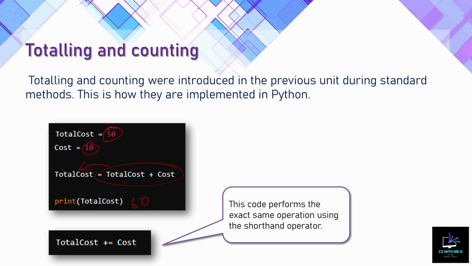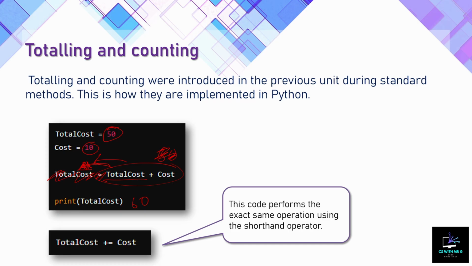So the most important thing to take away from this is that we need to save the answer back into the original variable. Otherwise, if we just did total cost plus cost, 60 will be produced, but it wouldn't be saved anywhere as our program carries on. So the most important part, guys, when it's totaling is that we save the answer in a variable, whether it's the existing variable or whether it's a new one, that's up to you. But with totaling, you need to save the answer.